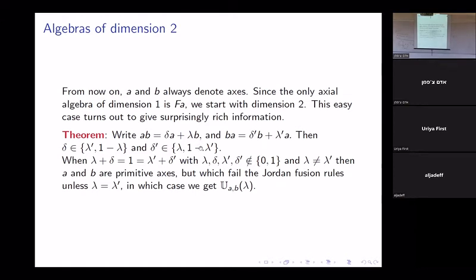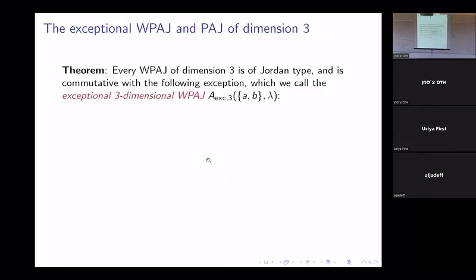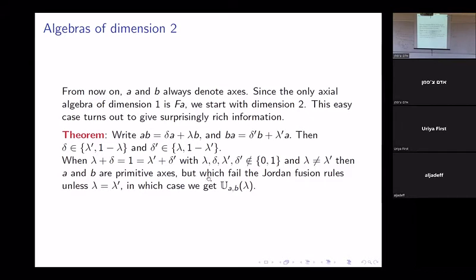Okay. So here's a theorem for two-generated, two-dimensional algebras. You get what we had before. But incidentally, if you have one equal to lambda plus delta, and one equal to lambda prime plus delta prime, and they're not equal, then you don't get the fusion rules. But if they are equal, then you get the fusion rules.